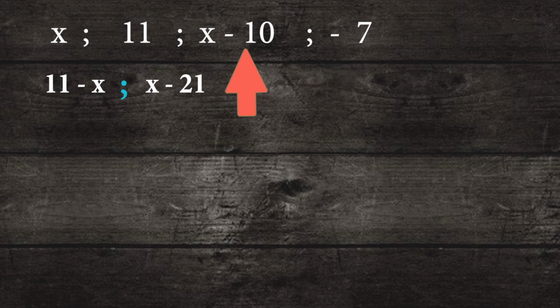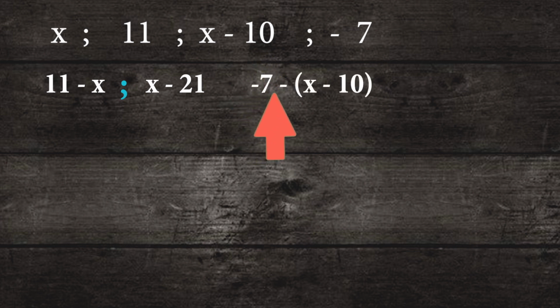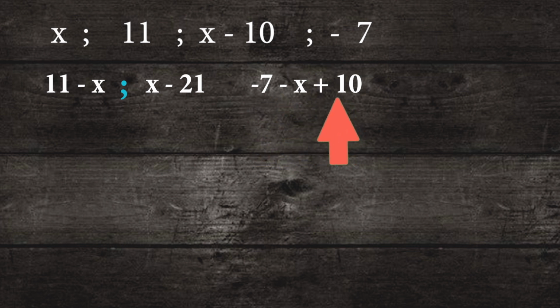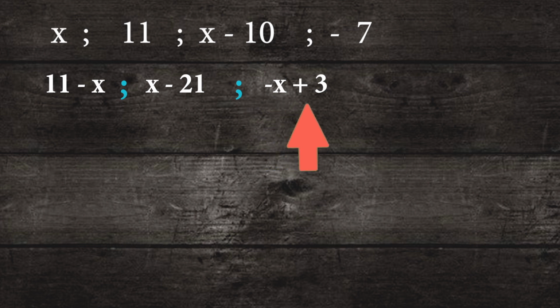Now we do it for these two terms as well. So minus 7 minus x minus 10. And we write it as minus 7 minus, and we put the x minus 10 in brackets because we're actually subtracting two values at the same time. Okay, so now what do we do here? We can simply use the distributive law. So we multiply that minus in, and then we end up with minus 7 minus x plus 10. And then we get minus x plus 3.